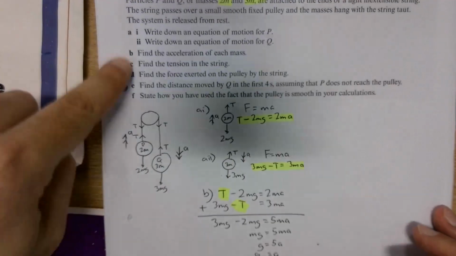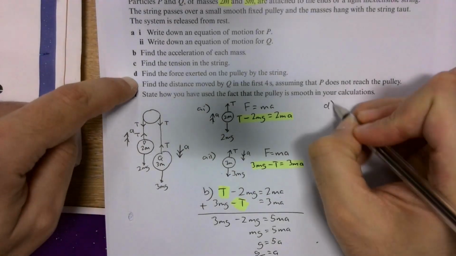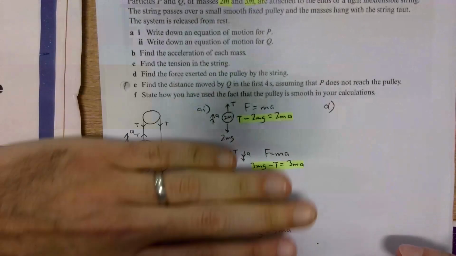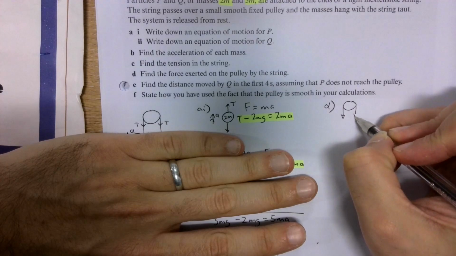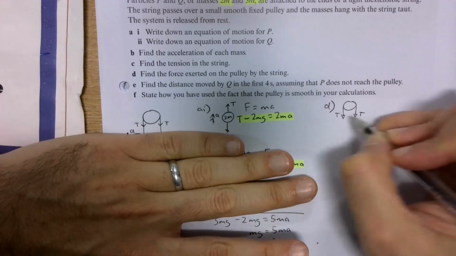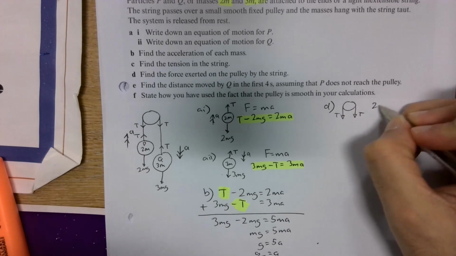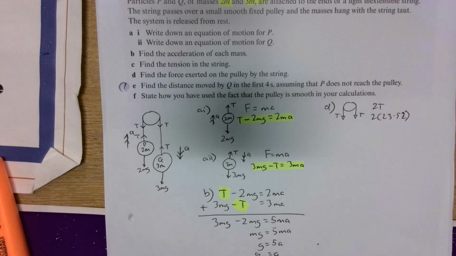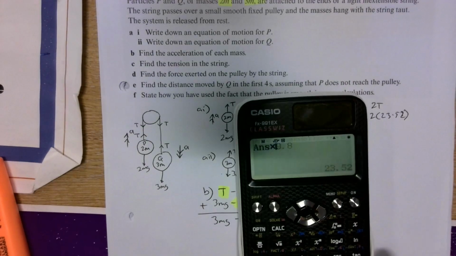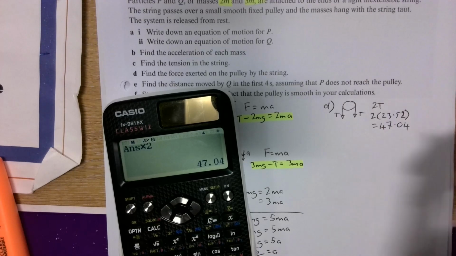So now what we can look at is part D. Find the force exerted on the pulley by the string. Now, if I consider just the pulley, what acts on it? Well, I've just got two arrows acting on it, and both represent tension, don't they? So all I need to do there is 2 times T, which is 2 times 23.52. So 23.52 times 2 will give me 47.04. Okay.